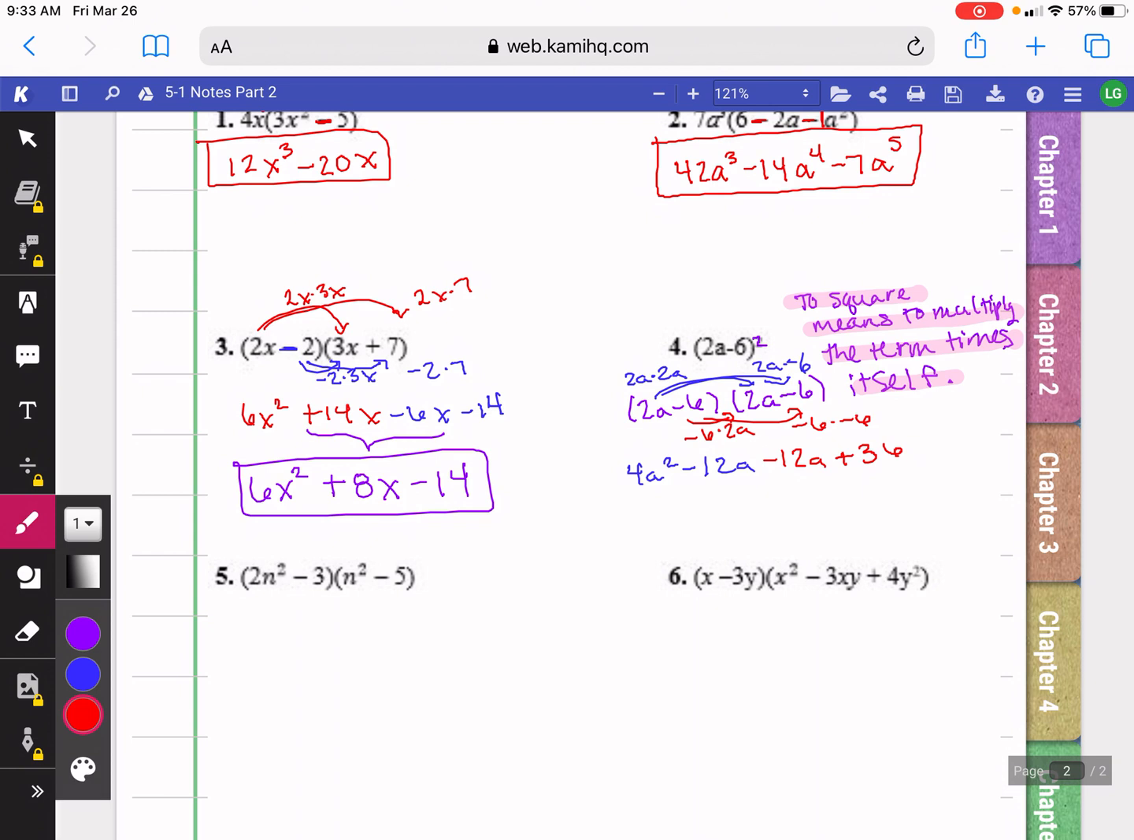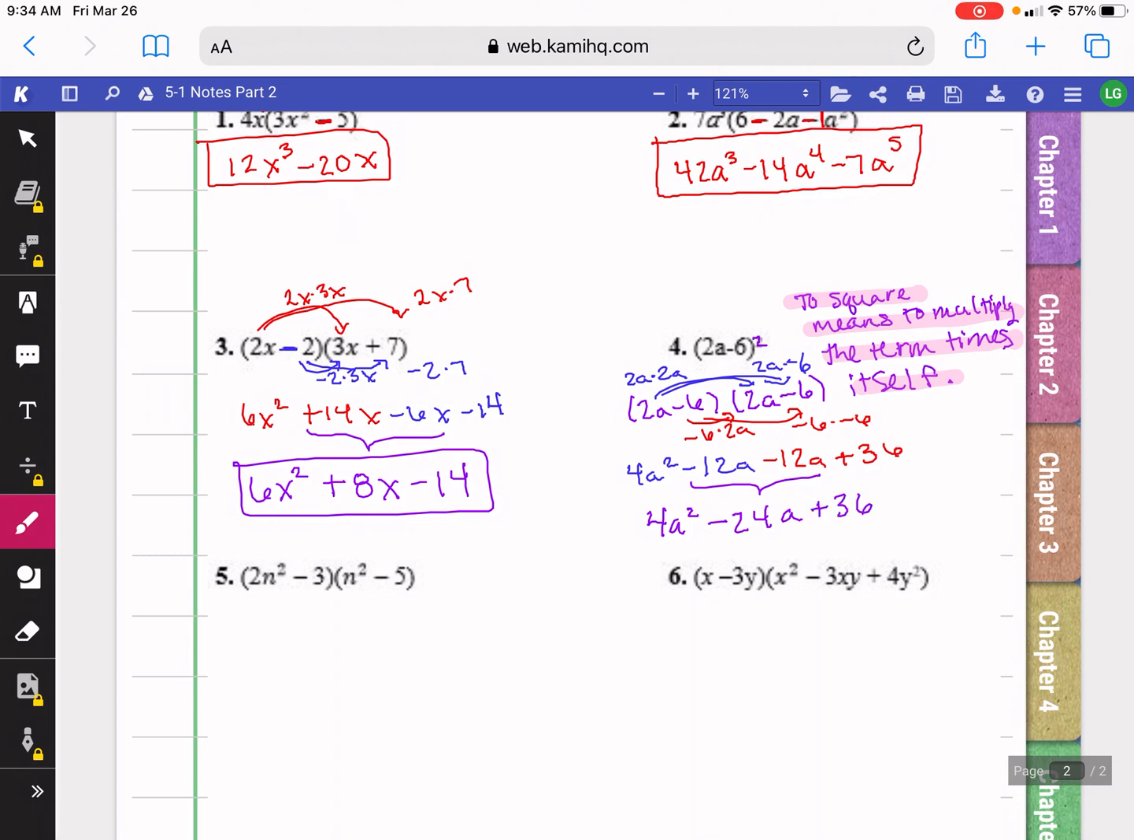From there, I'm going to try to combine like terms. So there's no other a squared, so I'm going to leave 4a squared alone. But I can combine negative 12a with negative 12a. That would be negative 24a. And I'm going to bring down the 36. So to summarize, when you're squaring something, you're just multiplying it times itself. So you want to rewrite that problem.